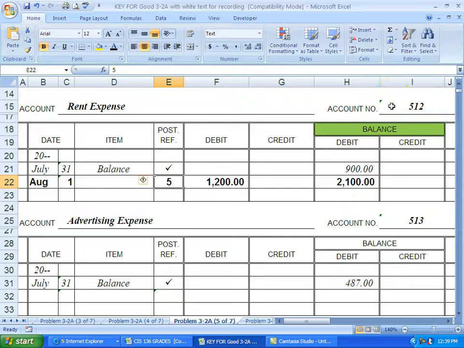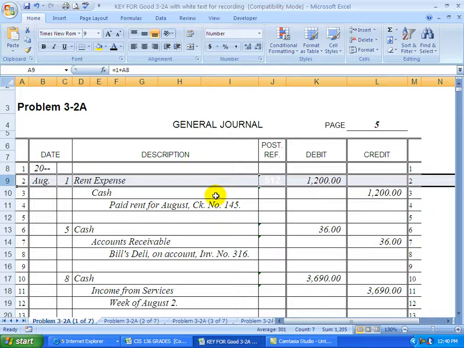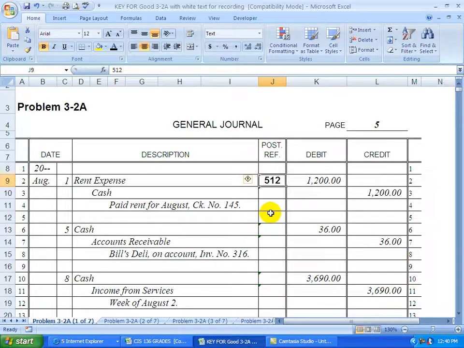The last thing we do is take this account number up here, 512, and go back to our general ledger and put 512 right there to show that we have actually done this. If you had a to-do list and you actually accomplished something, you would cross off the task that you had done. Putting the account number in the post reference column is like drawing a line through something you've already done. Anybody who looks at this journal would know that someone has posted the first entry, but nothing else has yet been posted.